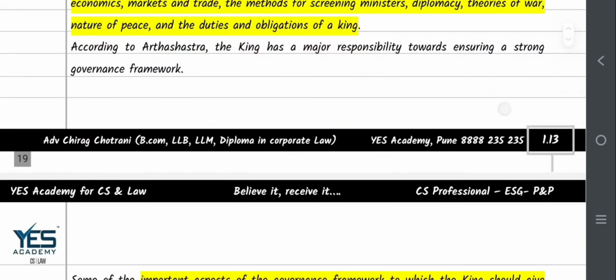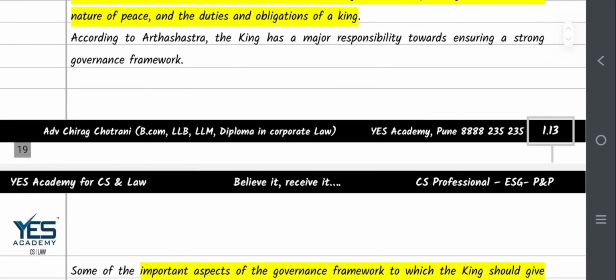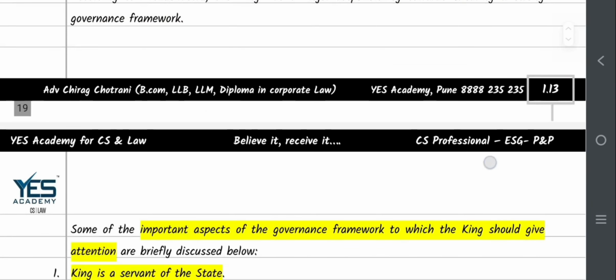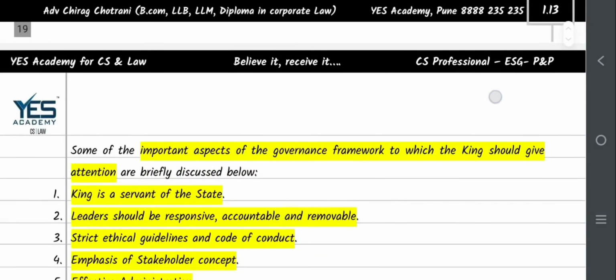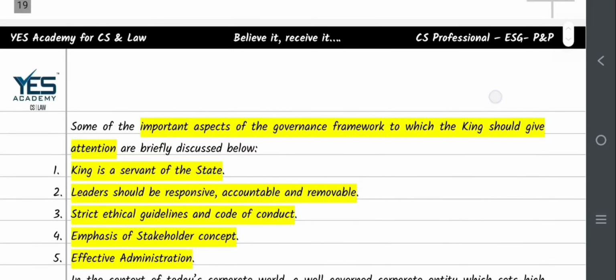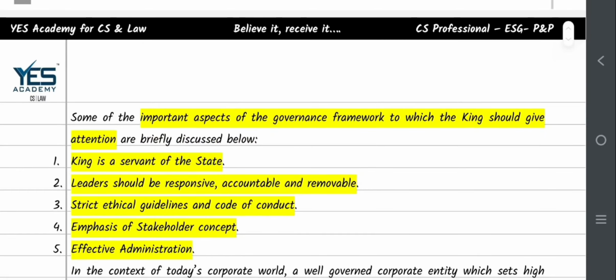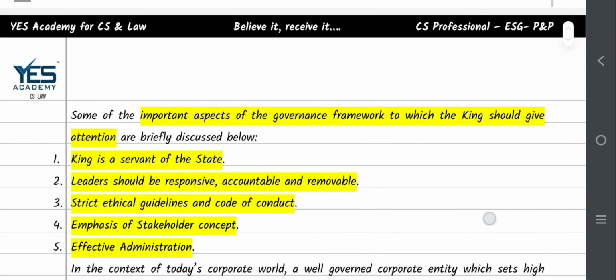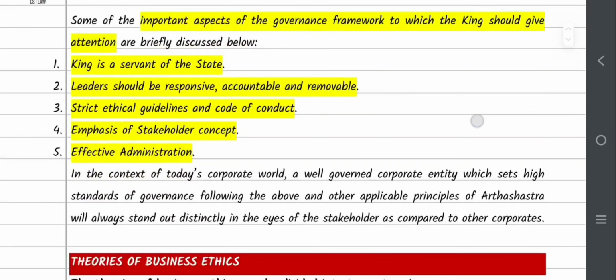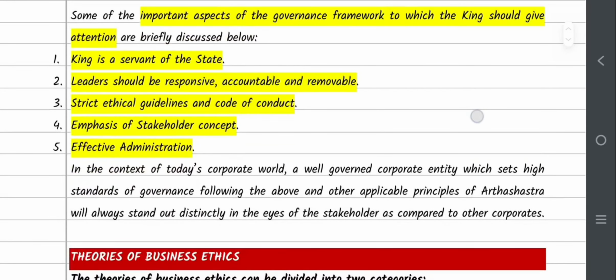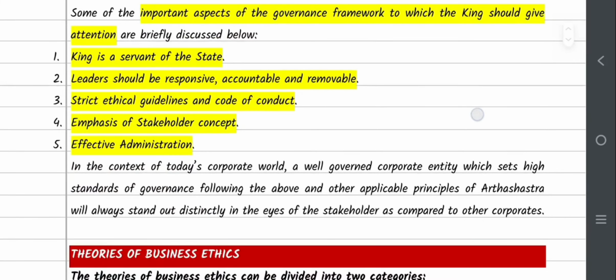In order to fulfill this objective, the OECD established the ad hoc task force on corporate governance. The principles, that is, the chapters developed here, are: first, rights of the shareholders; equitable treatment of the shareholders; role of the stakeholders; disclosure and transparency, as per the SEBI; and responsibilities of the board.